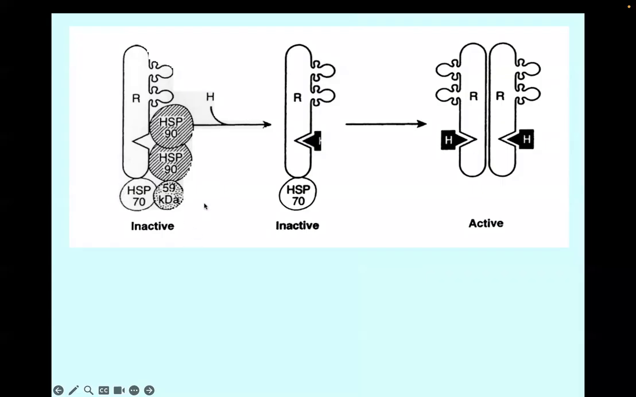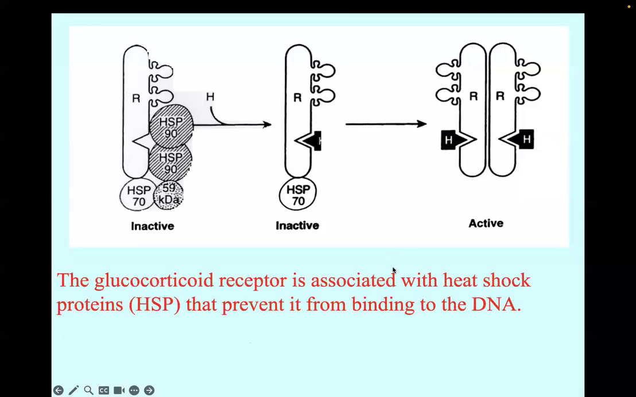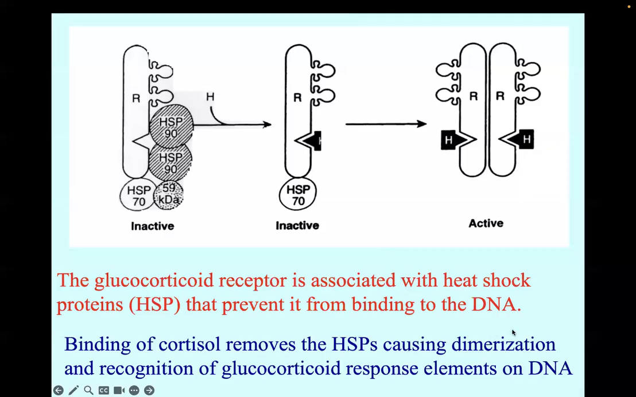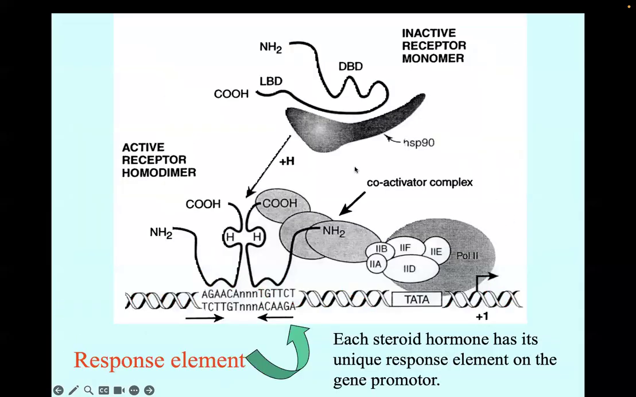the receptor and turn it into an inactive receptor. Then the hormone, when it's there, binds and begins to dissociate the heat shock proteins. The receptors are now able to dimerize, each subunit binding one hormone. And this is the mechanism by which it is now able to bind to its response element in the promoter. And you can see it here shown better.